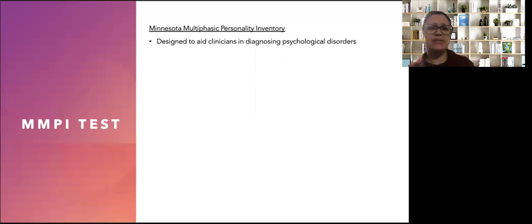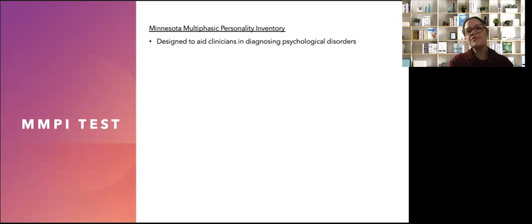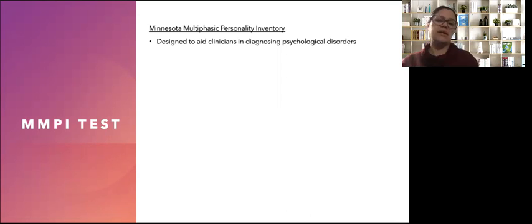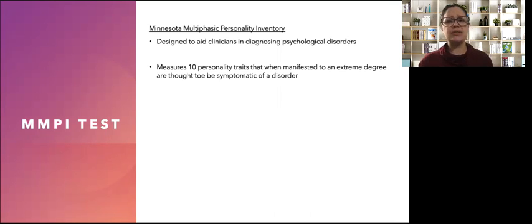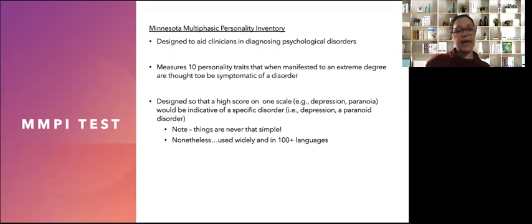An example of one of these is the MMPI. This is the Minnesota Multiphasic Personality Inventory Test. This particular test was specifically designed originally to aid clinicians in diagnosing psychological disorders, but it's also been used to predict a variety of other behaviors as well. It measures 10 personality traits, and when manifested to an extreme degree, they're considered to be symptoms of a present disorder. It's designed so that a high score on one scale would be indicative of a specific disorder. So for example, a high score on the scale of depression indicates that the individual has depression.